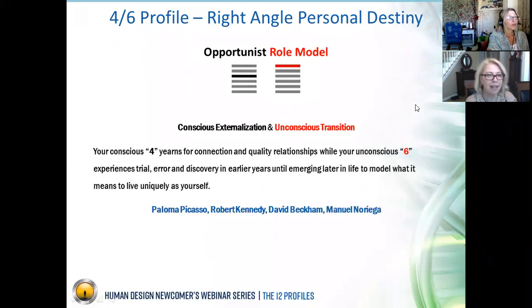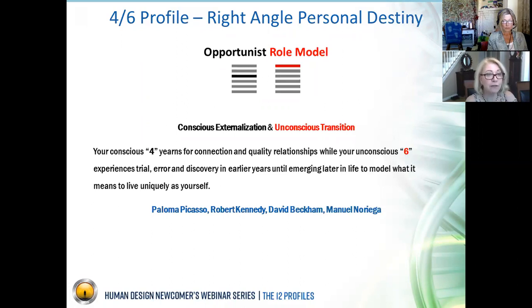Okay, there we go. The 4/6, another right angle personal destiny, the opportunist role model. Here we come to a very different experience. We have conscious externalization and unconscious transition.